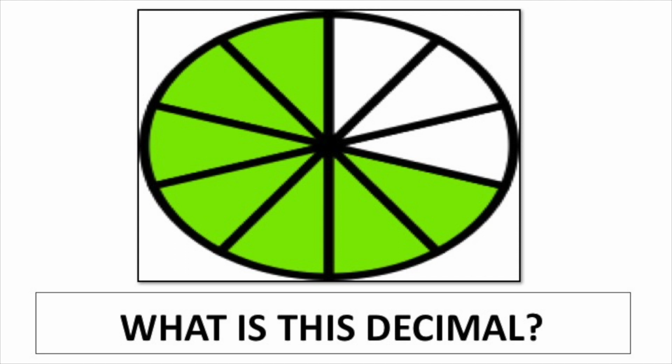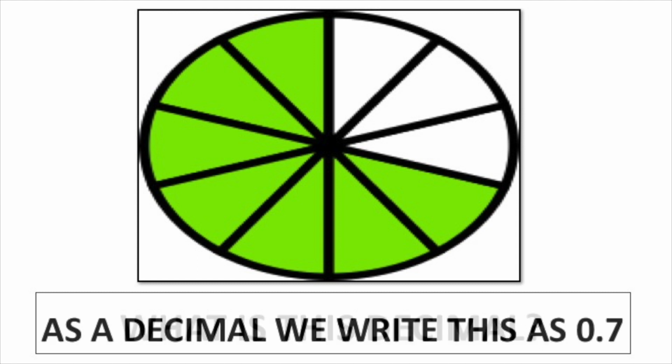And how about this? You know the fraction. As a fraction, it's 7 over 10. 0.7. Perfect. Notice how you do it. We just put the 0 first and then point and the number of parts. 0.7. As a decimal, we write this as 0.7. Notice always a 0 until the circle or the shape is complete.